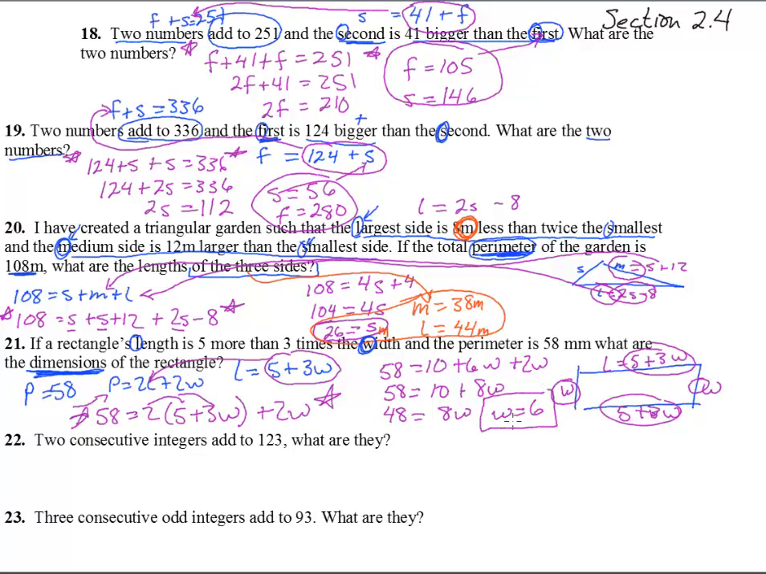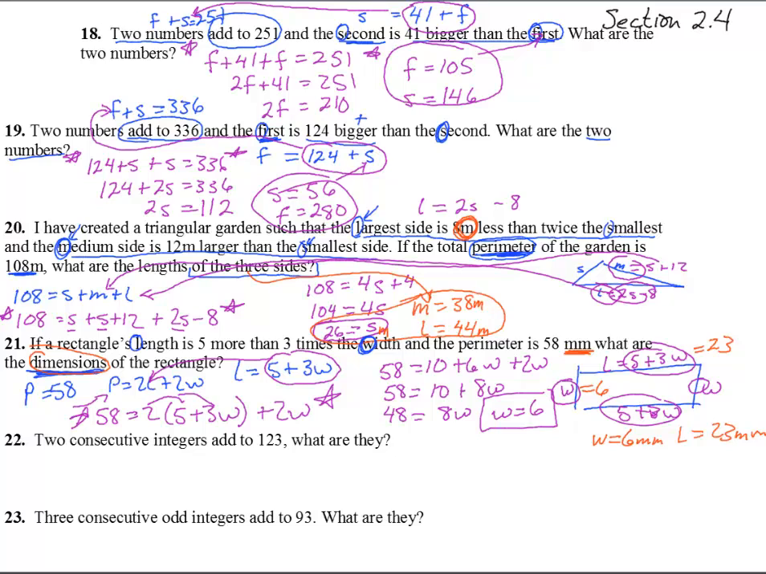Our width is 6. Now notice that we're not done with it yet. We want the whole dimensions. We don't want just the width, we want the width and the length. So if the width is 6, then the length is 3 times the width and 5 more than that. So 3 times the width is 18 plus 5 is 23. And we are in millimeters, so it's 6 millimeters by, that's the width, and the length is 23 millimeters. Be sure you write that down with the right units.